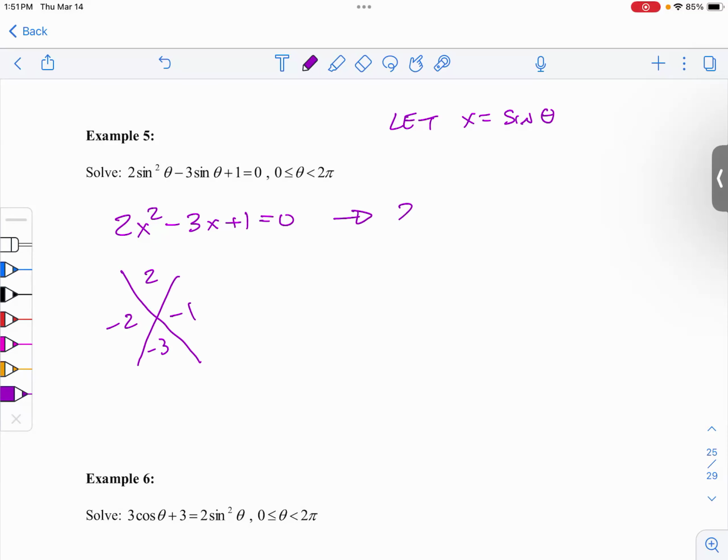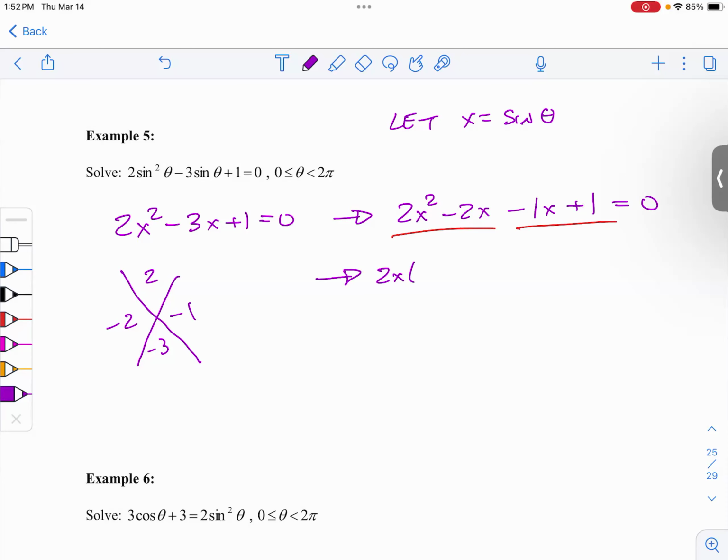So this becomes 2x squared minus 2x minus 1x plus 1 equals 0. The diamond makes it worse temporarily. Then you factor by grouping. Group two terms, group two terms. What do we pull out of the first two terms?